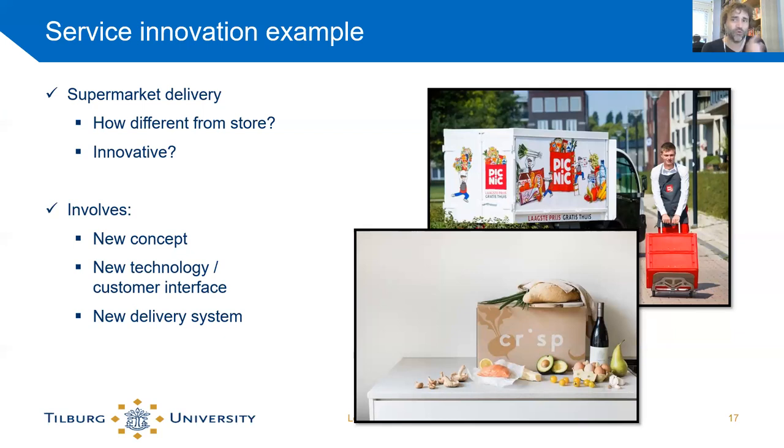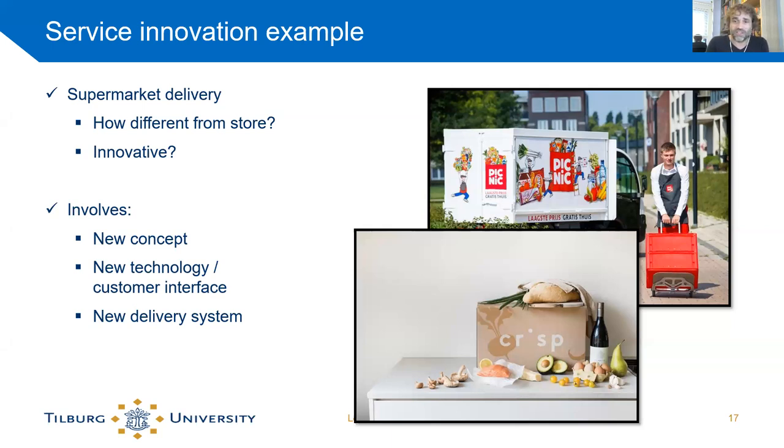Although you could classify this as a new business model as well, because there are new organizations who try, with a new business model, to have a say in the market. So for example, I think for Albert Heijn, the biggest supermarket here in the Netherlands, supermarket delivery would basically be a service innovation. You know, you could do your groceries at the store, but you could also do your groceries online and we deliver them to you.